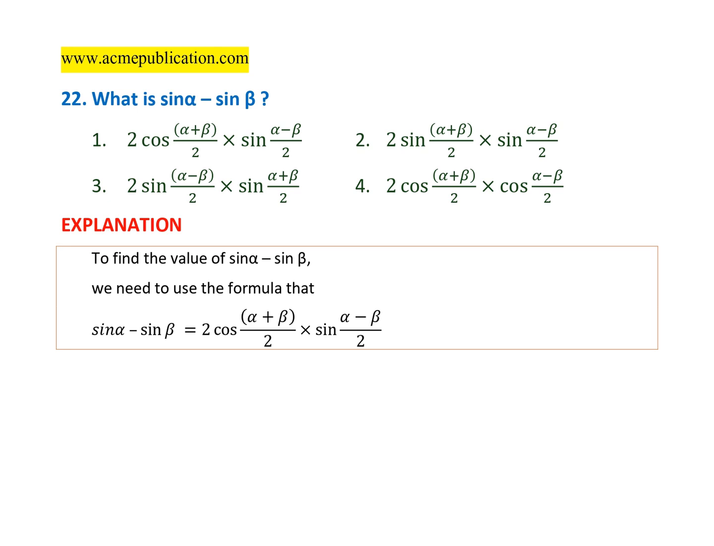Question 22. What is sin alpha minus sin beta? To find the value of sin alpha minus sin beta, we need the simple formula, that is sin alpha minus sin beta is equal to 2 cos (alpha plus beta) upon 2 multiply sin (alpha minus beta) upon 2.